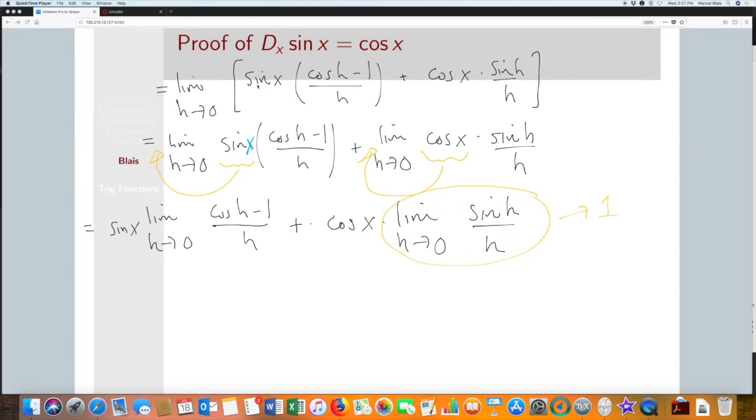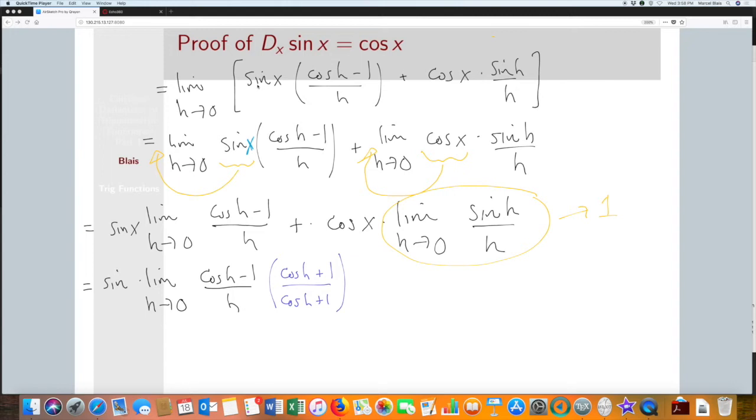So this term will be 1, and this entire second term in the sum will just reduce to cosine of x. The first term takes a bit more work, and the work comes in the way of using the conjugate. We've seen this earlier in the course as well, but we have cosine of h minus 1 over h, and to conjugate, we multiply top and bottom by cosine of h plus 1.